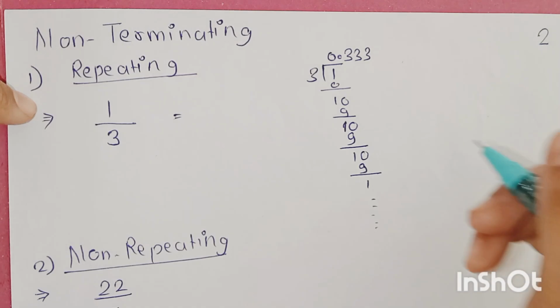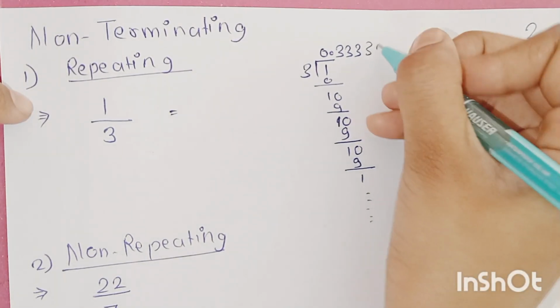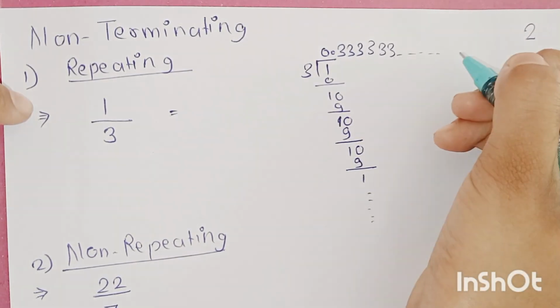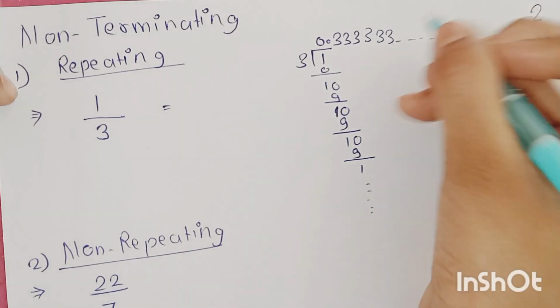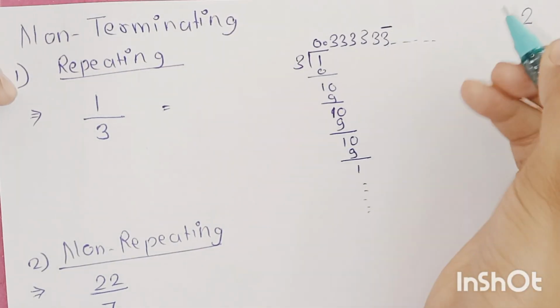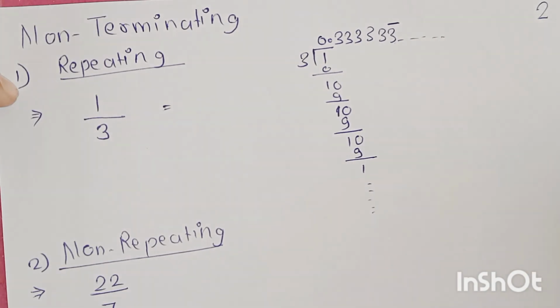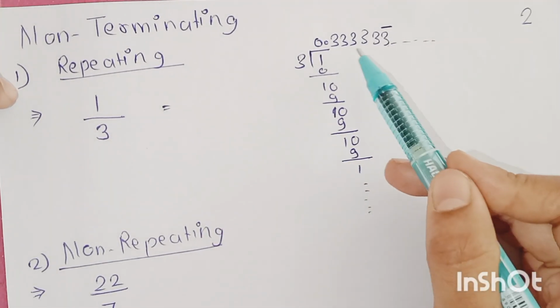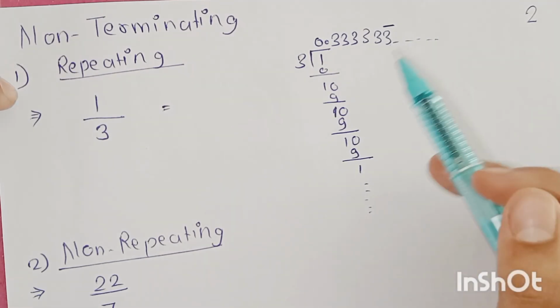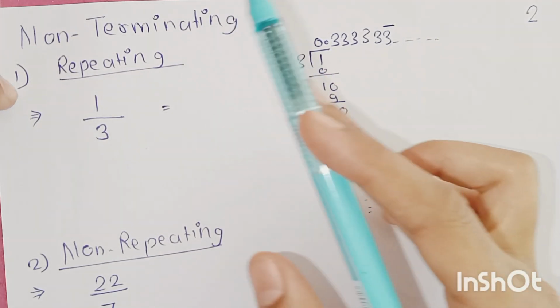Infinitely, if you continue this, even if you try to solve this problem the whole day, you won't be able to finish it, because it is infinite. And as we know, after the decimal point, 3 is the number which is continuously coming, right? So this is a repeating non-terminating number because it continuously comes one after another.